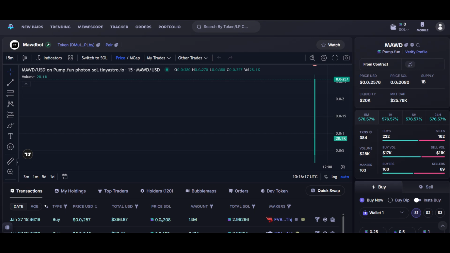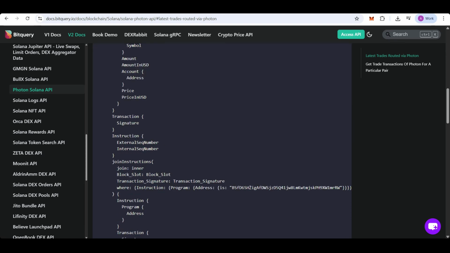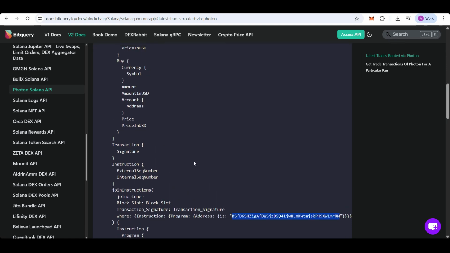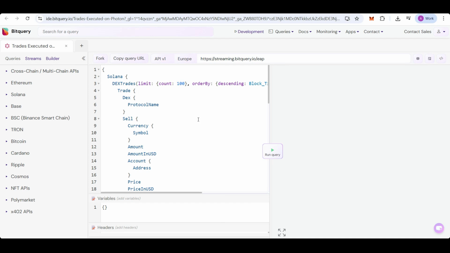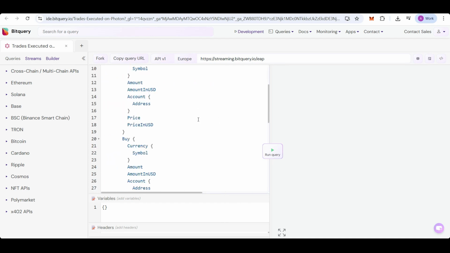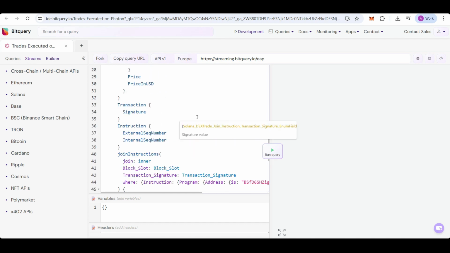Let's see how. Every Photon routed trade includes their program address in the instruction data. By filtering for this address, we can track all trades that went through Photon's smart routing, whether they executed on PumpFun, PumpSwap, Radium, Orca, Jupiter, or any other Solana DEX. This gives you complete visibility into Photon's routing activity.